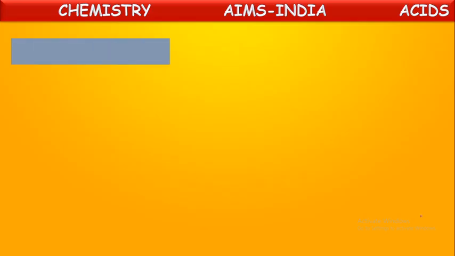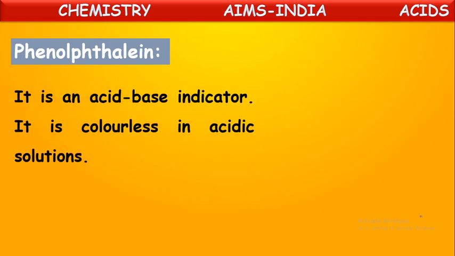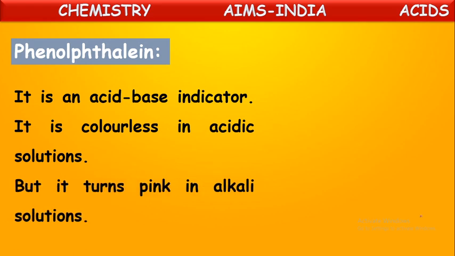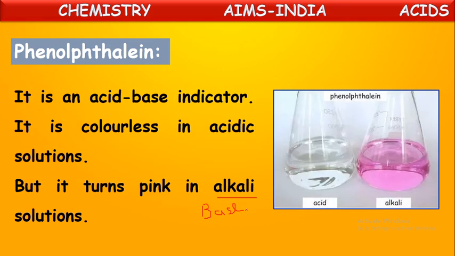Okay, one more synthetic indicator is here, that is phenolphthalein. It is also an acid-base indicator, a synthetic indicator. It is a colorless solution, whereas methyl orange is light orange color. It turns into pink in alkali solutions. Alkali means base. So it turns into pink color when it reacts with bases. It won't show any color change with acids. Phenolphthalein will not change the color of acid. It will be colorless only. But when we add a few drops of phenolphthalein to base solution, immediately it turns into pink color.